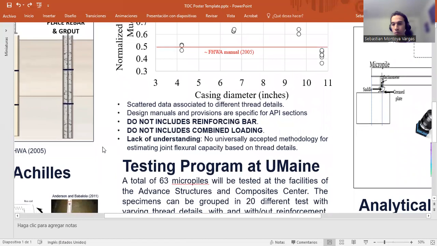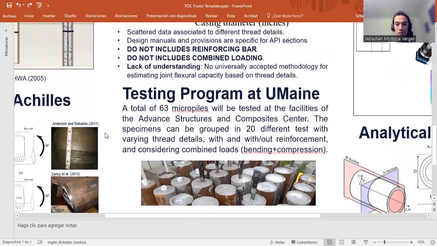Also, the tests that are reported do not include a reinforcing bar. Very few tests have been done, and very little work has been done on specimens including reinforcing bars. None of them includes combined loading. Right now in the literature, you can't find anything about the joint capacity, including bending and axial loads. And in general, there's a lack of understanding, as there's really no accepted methodology for estimating the capacity of the joint. So that's why at UMaine we propose to carry out a testing program.